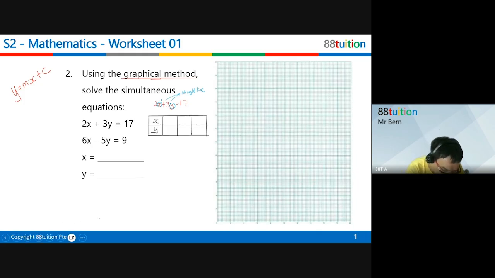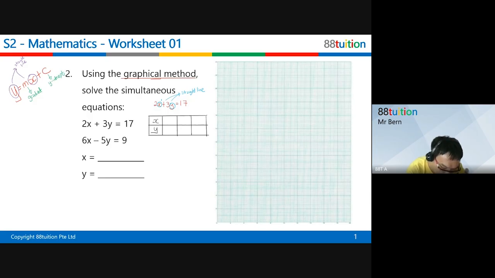Remember the y and the x. This means that it's a straight line already. The m actually represents the gradient, and the c actually represents the y-intercept.